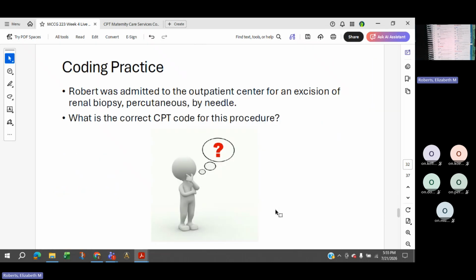Next, we talked about maternity. Let's do this one. Robert was admitted to the outpatient center for an excision of renal biopsy, percutaneous by needle. All right, this one might be a little bit harder, hopefully. I'm going to let you guys do this one. I'm going to give you like 60 seconds or so. See what you can find.